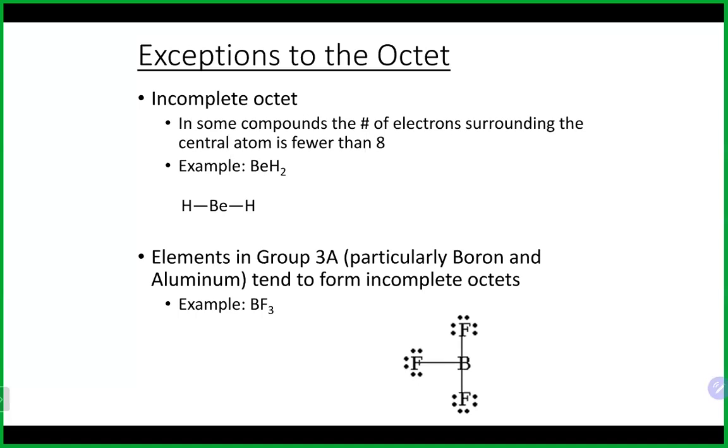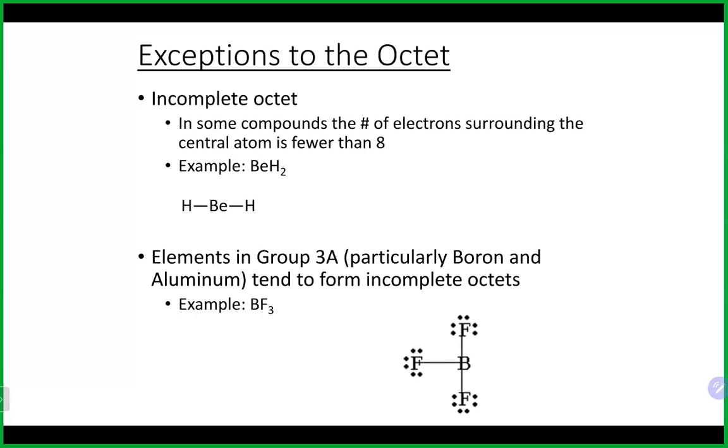You will not be asked to draw any of the exceptions, but you just need to know what they are. One exception is what's referred to as an incomplete octet. Much like the name implies, there are some elements that are perfectly fine with less than 8 electrons around them. So beryllium, boron, and aluminum are 3 elements that are perfectly happy with less than 8 electrons around them. They're known as being electron deficient.